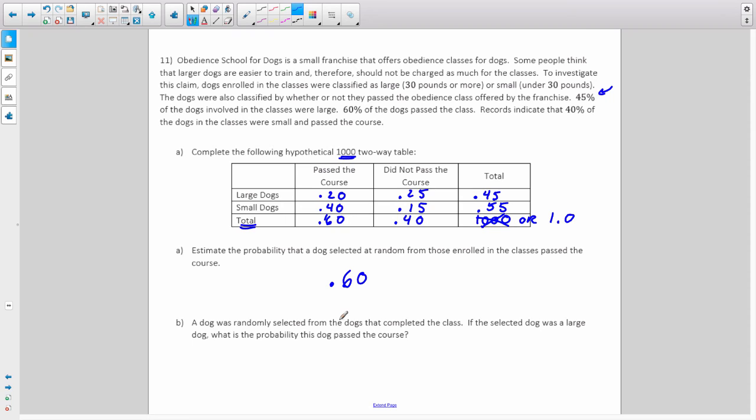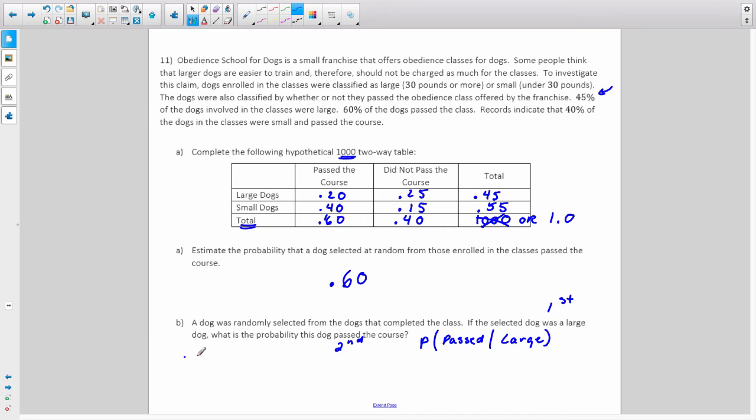Well, what about if the dog selected was large? That comes first. What's the probability that the dog passed? That comes second. So what you're looking for is this: probability of passed, having already been selected as large. Cool. So that's going to be this.